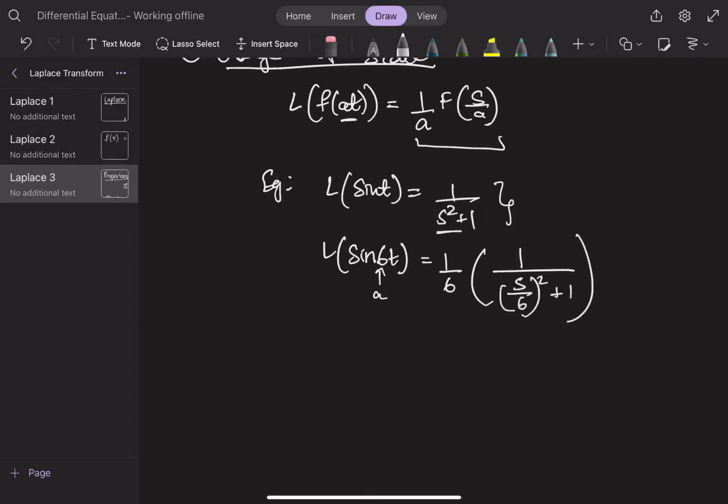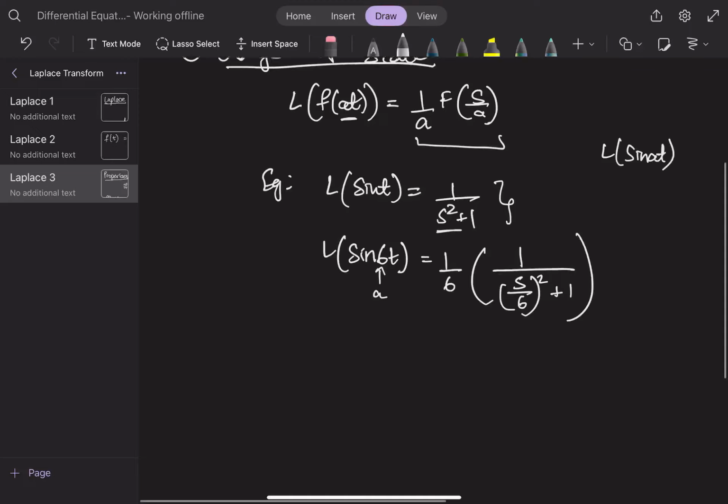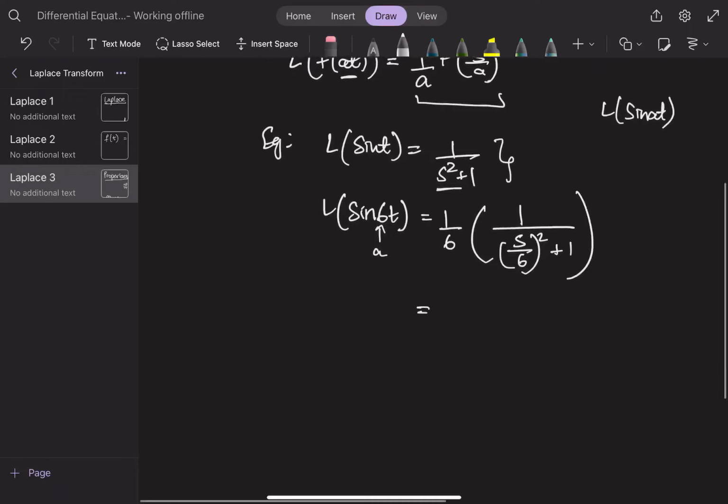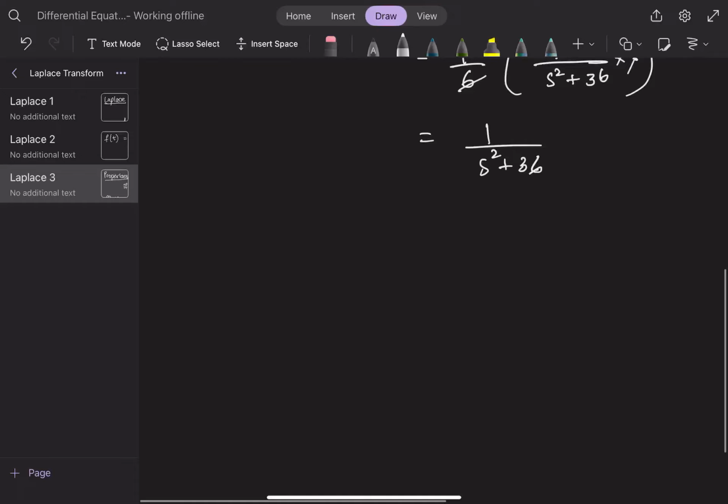Now we already know the formula of Laplace of sin at. So technically you do not need this here, but I'm just showing you an example of the change of scale property. So this becomes 1 by 6, 1 by (s square plus 36) into 6. So this gets cancelled and you get 1 upon s square plus 36. So this is the first property.